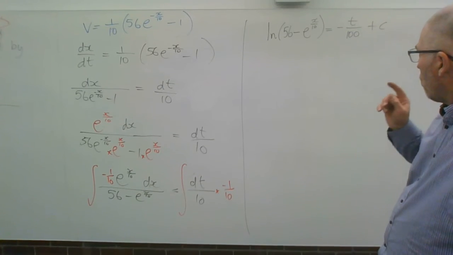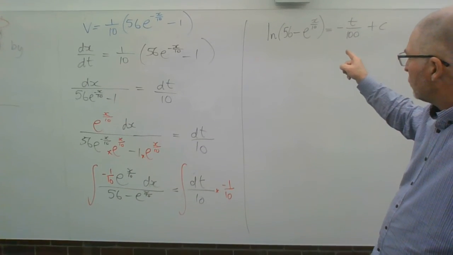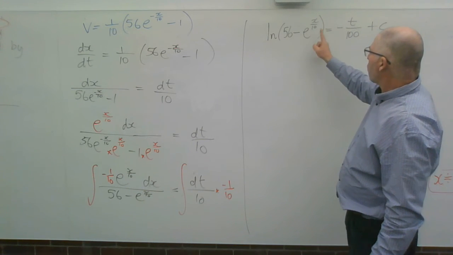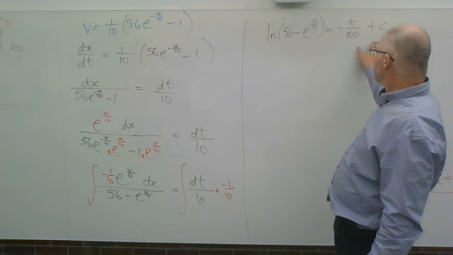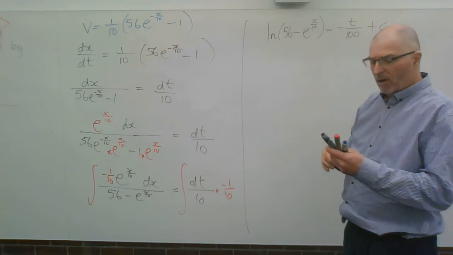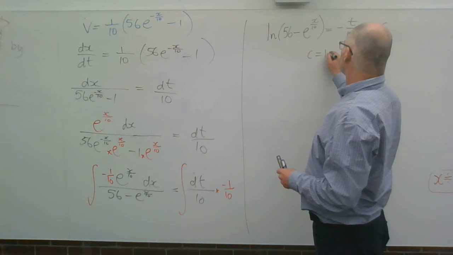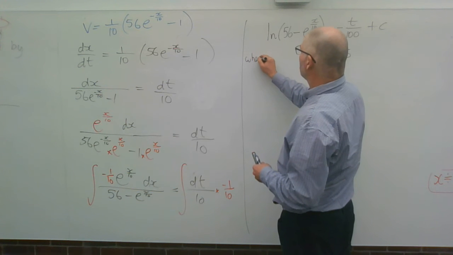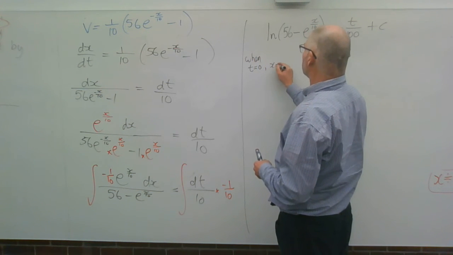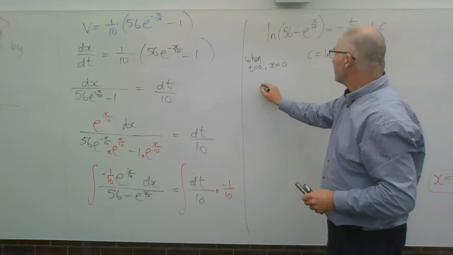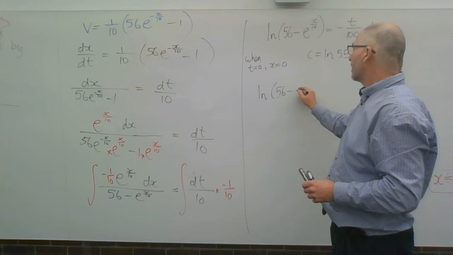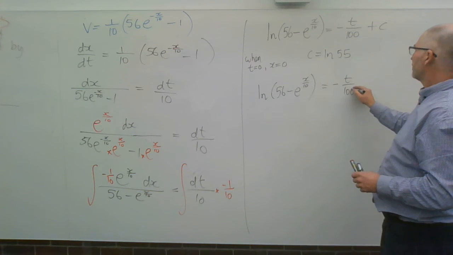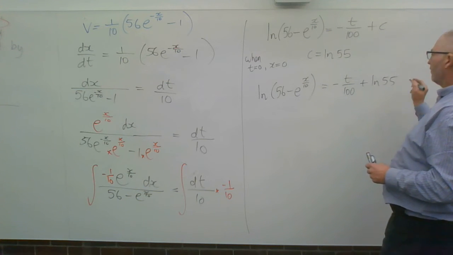Now, when t equals 0, x equals 0. So that's e to the 0, which is 1. 56 minus 1 is 55. So c is the natural log of 55. Because when t equals 0, x equals 0, and you plonk them in there. So our equation is natural log of 56 minus e to the x on 10 equals negative t on 100 plus natural log of 55.